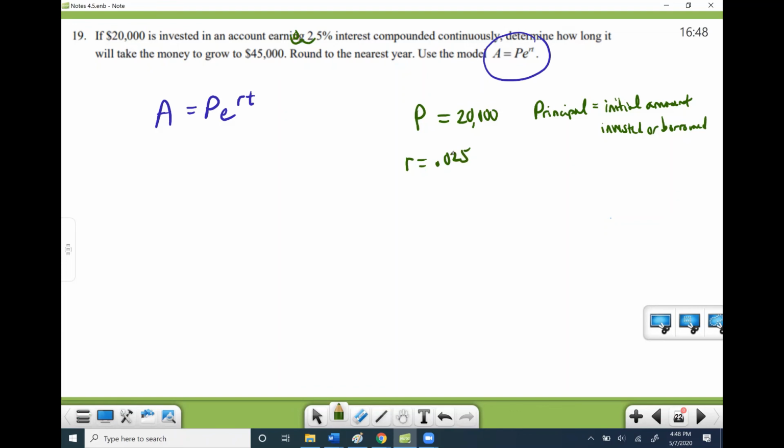Determine how long. Well, then that means T is the question mark, right? Determine how long it will take the money to grow to. So A is 45,000. Yeah, so remember A stands for the amount in the account after T years. P and A are so easy to mix up, you guys. You've got to really read. So always think of the principal as the initial, and the A is the amount in the end, right? The amount in the account after T years.